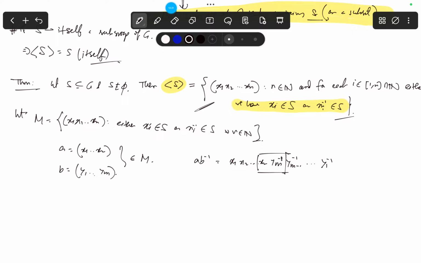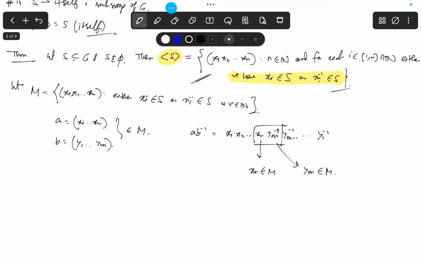So now let us consider xn belongs to M and ym belongs to M. So either xn is in S or xn inverse is in S. Here again, either ym is in S or ym inverse is in S. So we have finitely many elements here, and finitely many elements here.